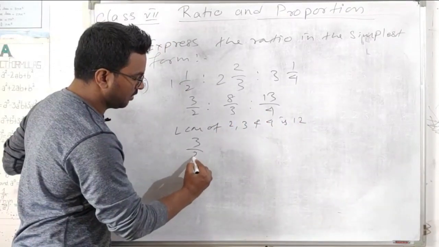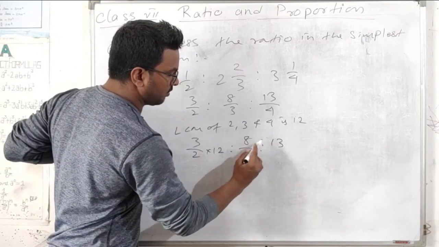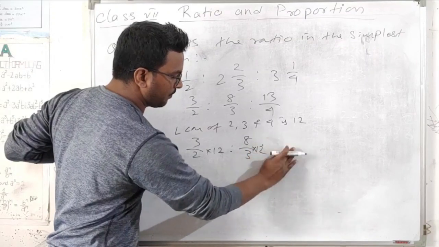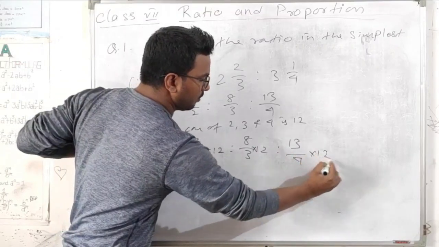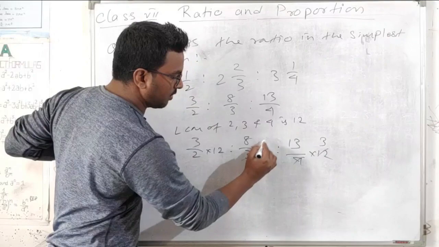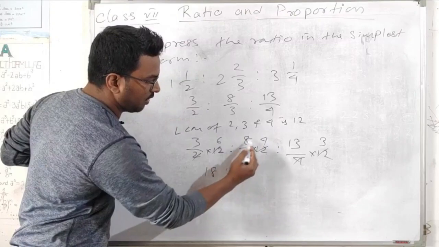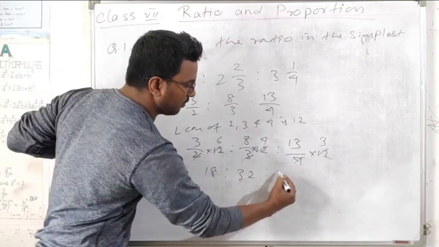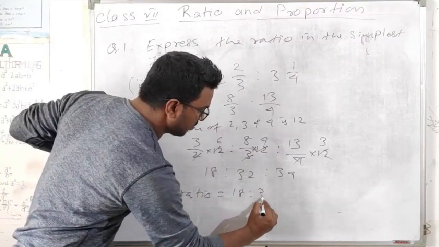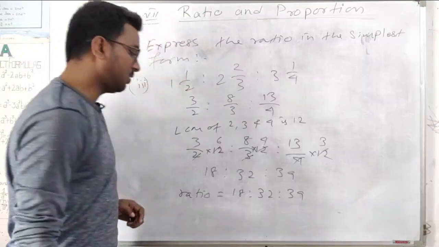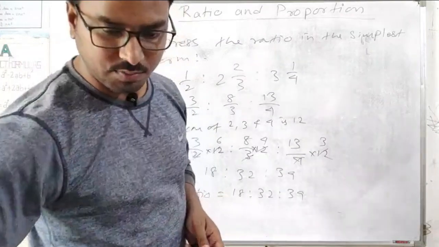So 3/2 into 12 is to 8/3 into 12, is to 13/4 into 12. So this will become 3, this will become 4, this will become 6. 6 threes are 18, 8 fours are 32 and this will be 39. So the ratio will become 18:32:39. This is how we can convert into the simplest form. So we'll see some other example.